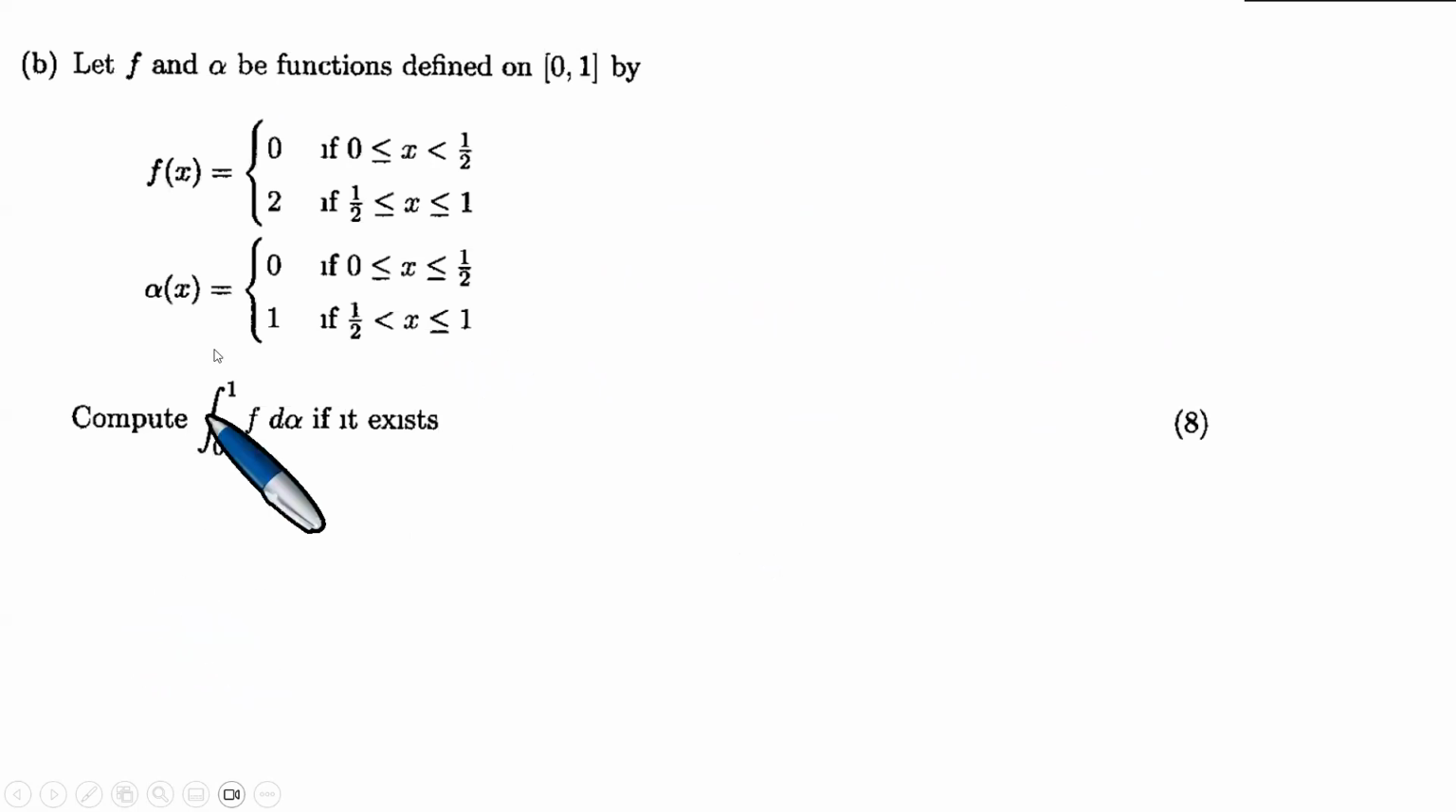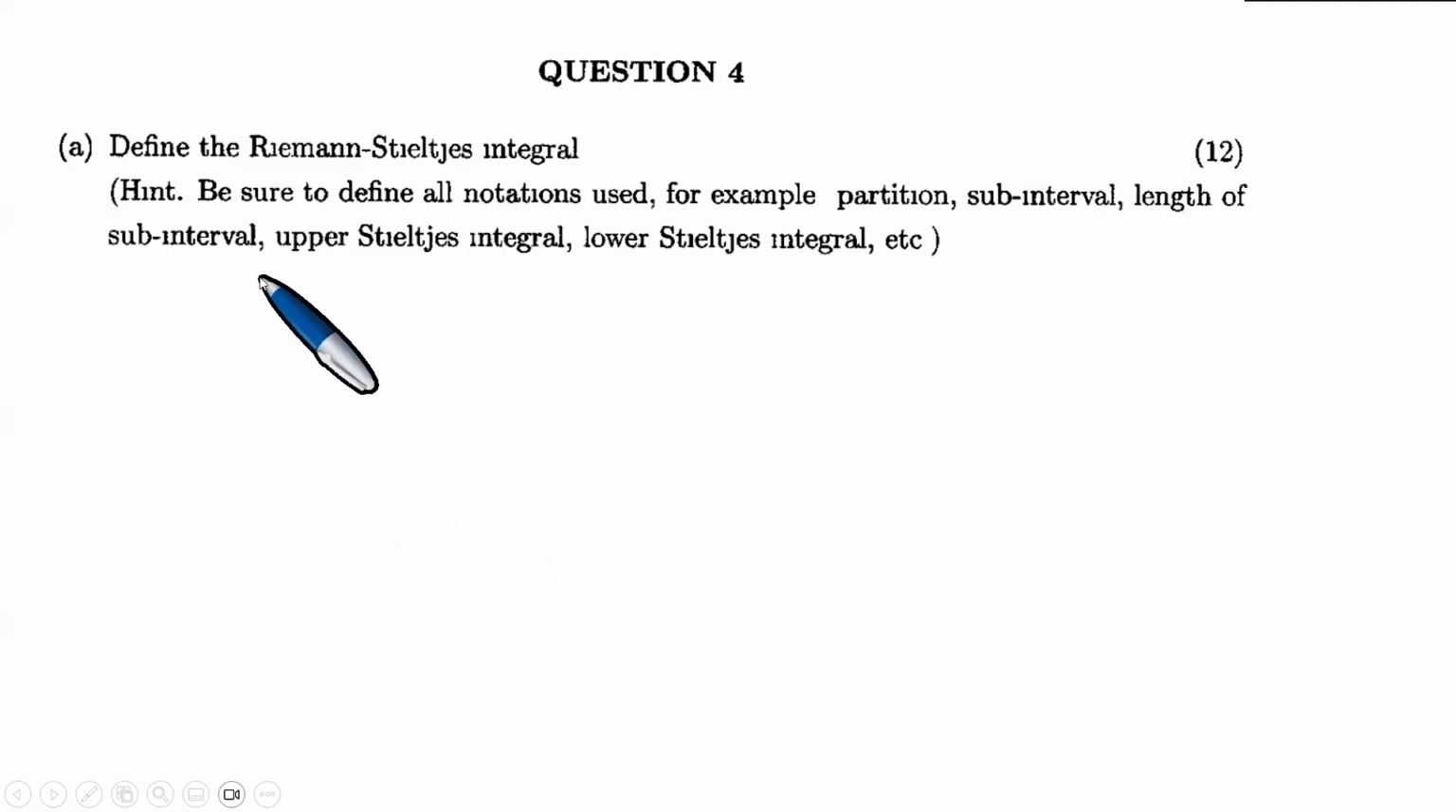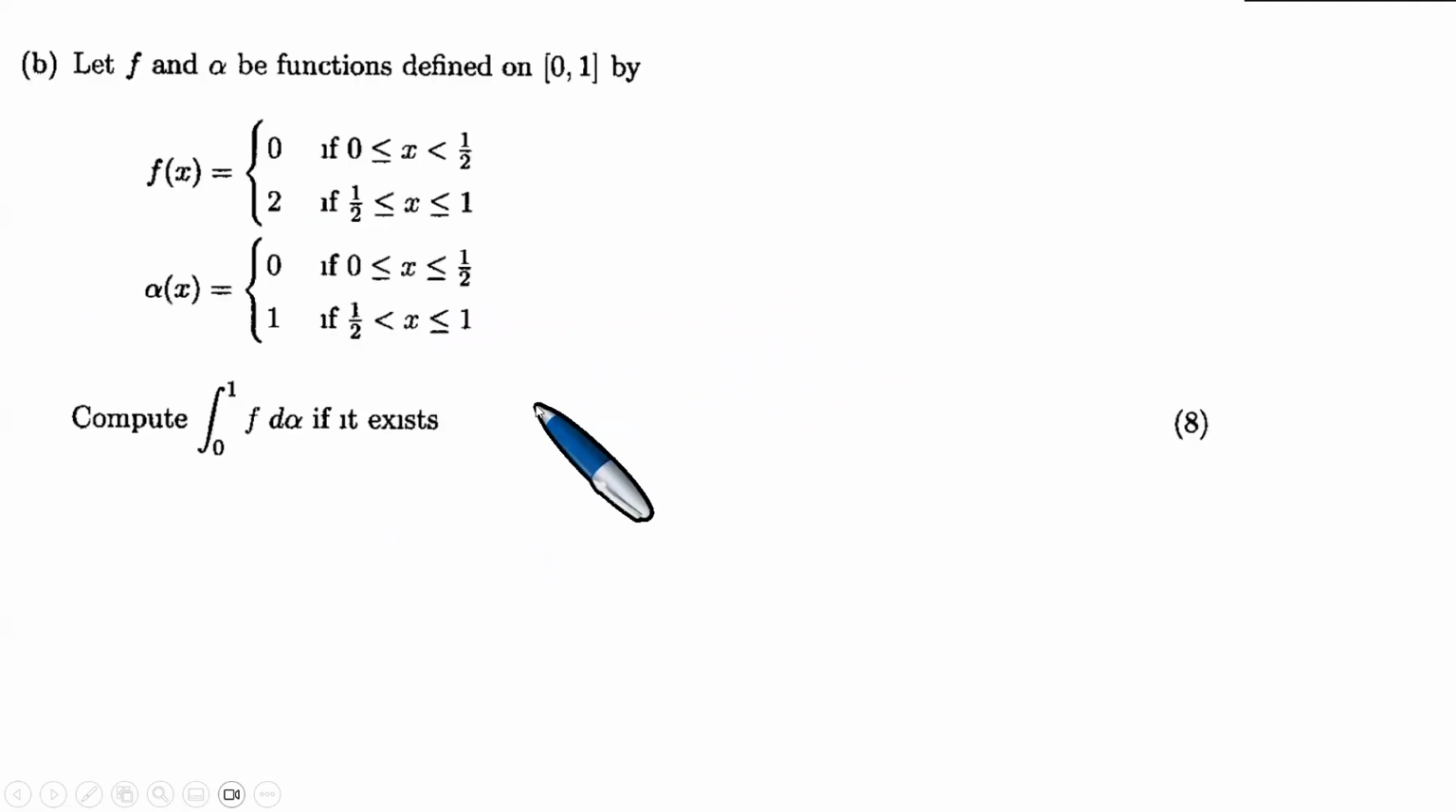So look at that. And also you must be able to solve problems. At this point, you need to integrate the function f with respect to d alpha, where alpha itself is a step function. It's a step function, but f is also a step function. Integrating with respect to a step function is different from integrating with respect to x. So you need to compute the upper Stieltjes integral and the lower Stieltjes integral.